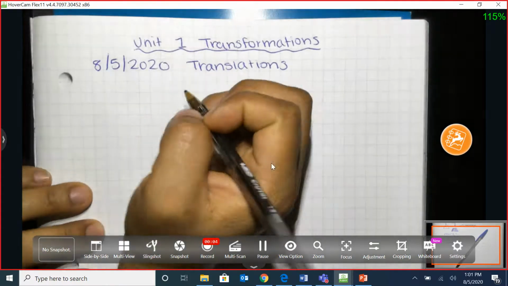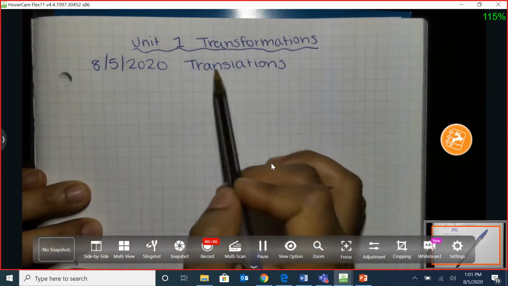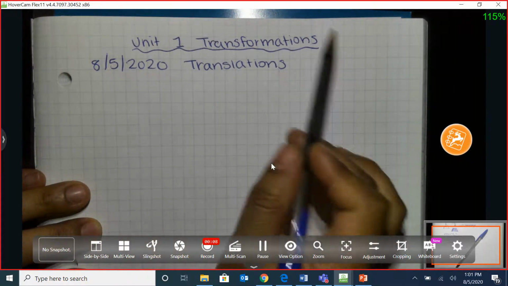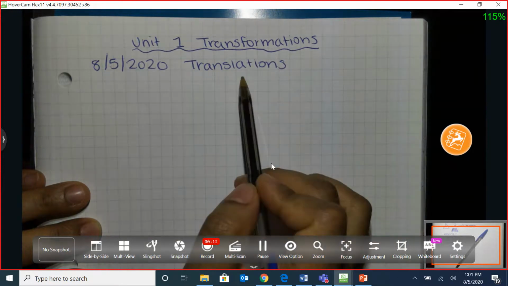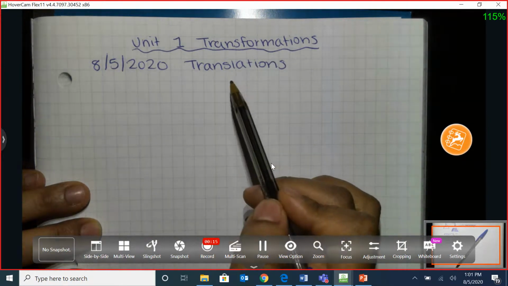All right, so here it is. Today's topic is going to be translations. There are three things that we're going to learn from transformations. The first one I'm going to teach you today is translations, which is moving the object.